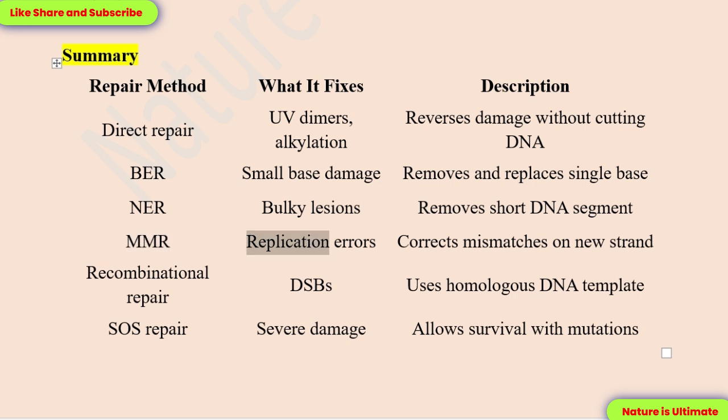MMR: replication errors. Corrects mismatches on the new strand. Recombinational repair: double-strand breaks. Uses a homologous DNA template. SOS repair: severe damage. Allows survival with mutations.